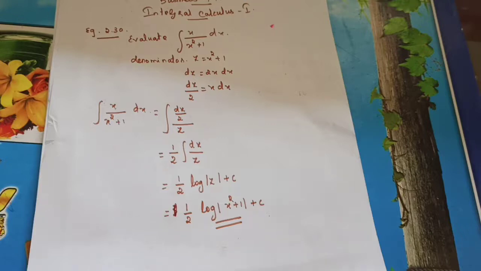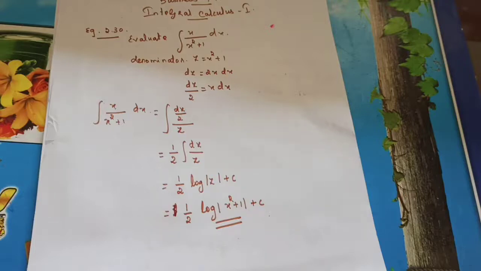So first one is evaluate integral of x by x square plus 1 dx. So denominator value z is equal to x square plus 1. If you are differentiating, what will you get? dz is equal to 2x dx. From that, if I am finding x dx value, dz by 2. For what purpose are we changing? You need to change everything in terms of z. Because of that, you need to change it here.